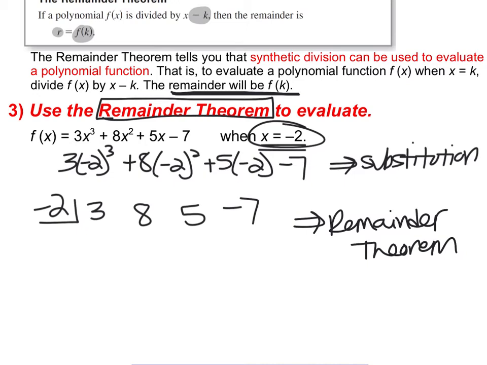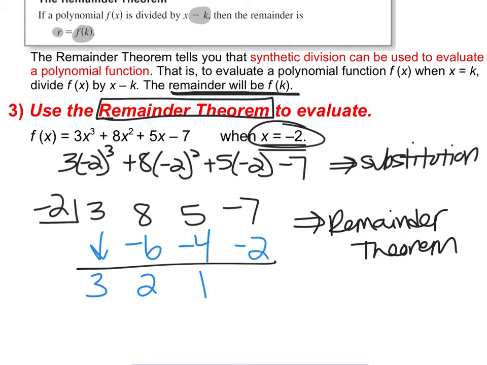So if we do that and we use our synthetic division, we drop our 3, multiply by -2 to get -6. 8 minus 6 is 2. 2 times -2 is -4. 5 minus 4 is 1. 1 times -2 is -2. -7 and -2 give us a remainder of -9. So that's our answer, whatever the remainder is.